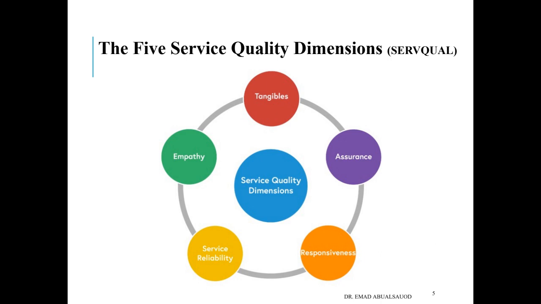The five service quality dimensions, we refer to them as the ServQual. These are how we distinguish the service compared to manufacturing in terms of quality dimensions. Here we have the tangibles, assurance, responsiveness, service reliability, and empathy. We will go over each one of them and define it and give some more details about them, and then we will go over how we can measure the service quality in an organization.